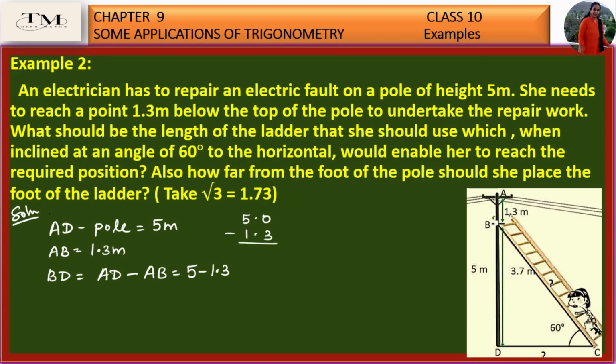So we cannot subtract 0. Take from this and this becomes 10. So 10 minus 3 is 7. 4 minus 1 is 3. So it is 3.7 meter. Now we found out BD.